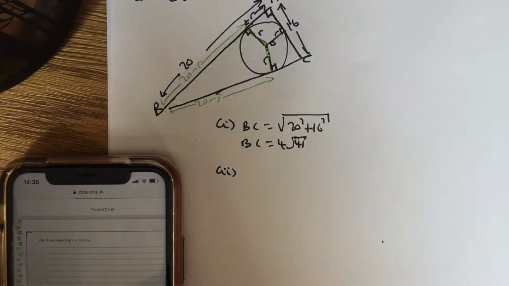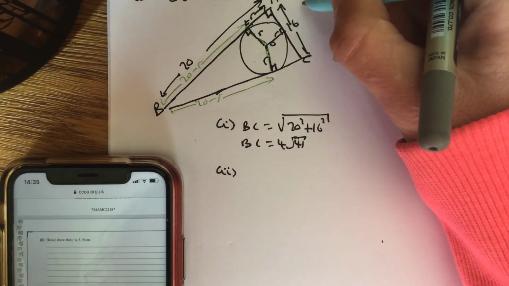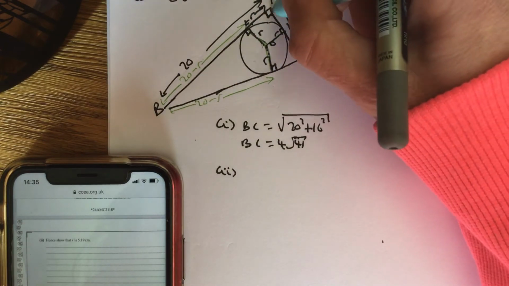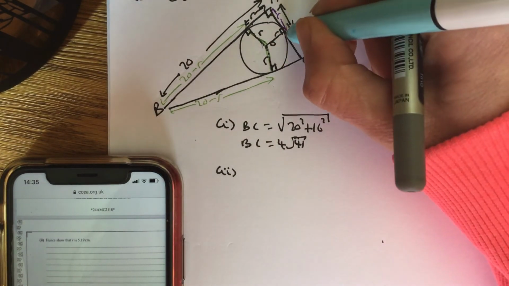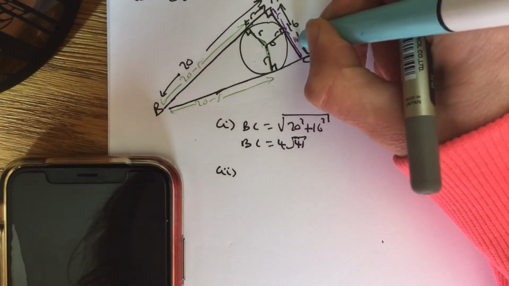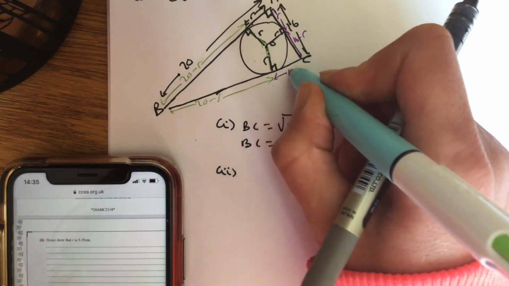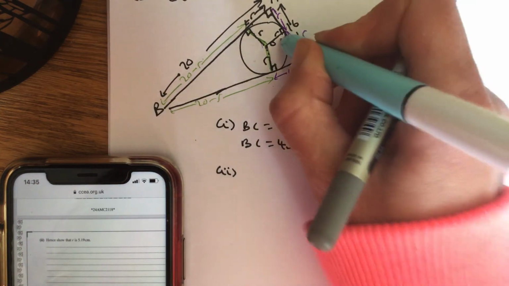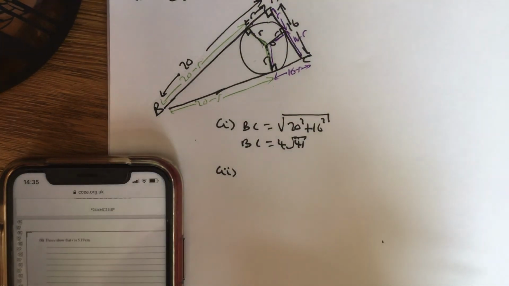Now, if you look at the other side of this, you will see a similar idea. This one here is a radius because it's a square. So this line here is 16 minus r. Hopefully you can see a wee purple kite in there. So this line is 16 minus r, and so I've got a wee purple kite as well.